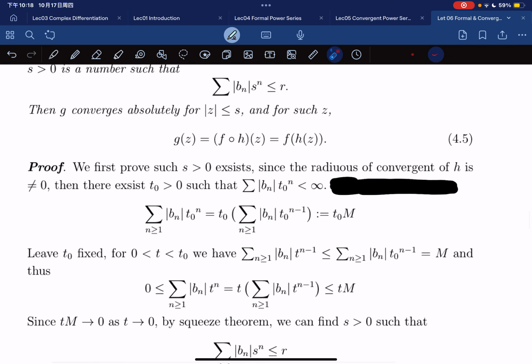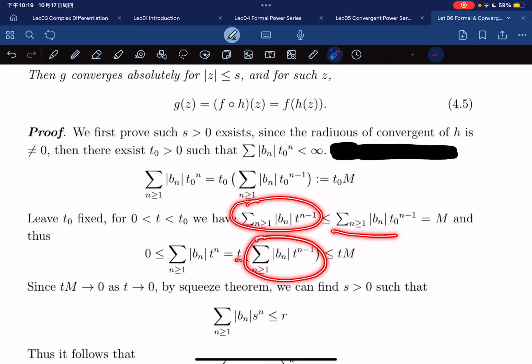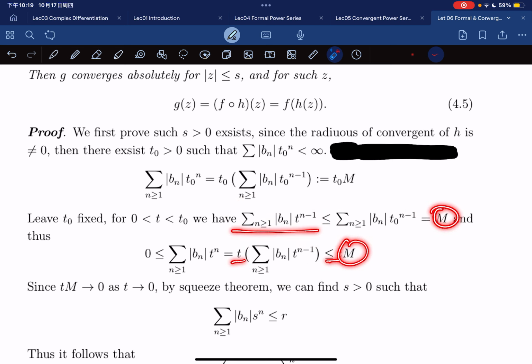Then we can move the t naught outside, and this is n minus 1, right? And we define this quantity equal to m. Now we leave the t naught fixed, and for any t that is less than t naught, we have this is true, right? Which means that this with t, which is equal to t times this, which is less than or equal to what? T times m, right?